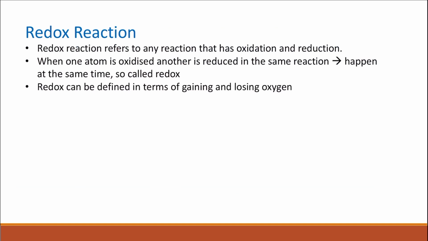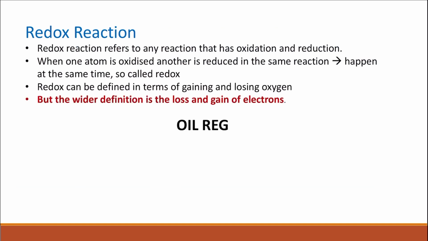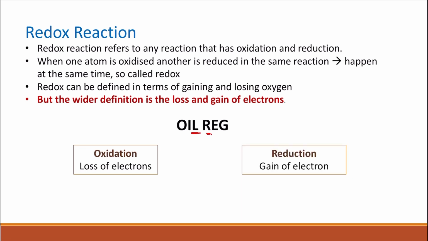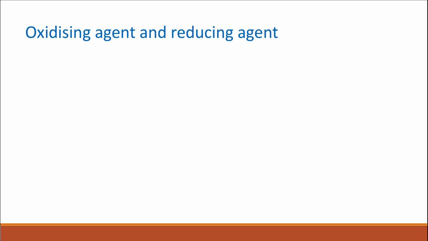Redox can be defined in terms of gaining and losing of oxygen, as we have seen, but a wider definition is the loss and gain of electrons. And remember this term, OIL RIG. Oxidation is loss of electrons, and reduction is gain of electrons. So OIL RIG. Don't forget that, to memorize which one is oxidation and which one is reduction.